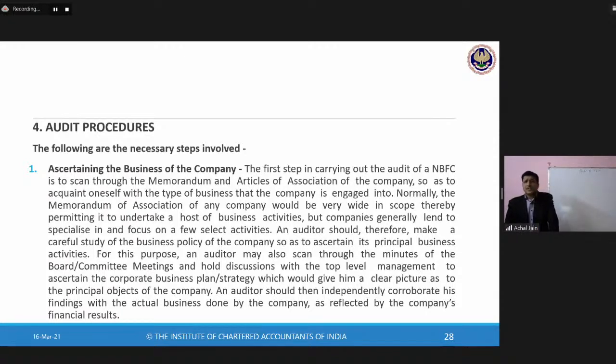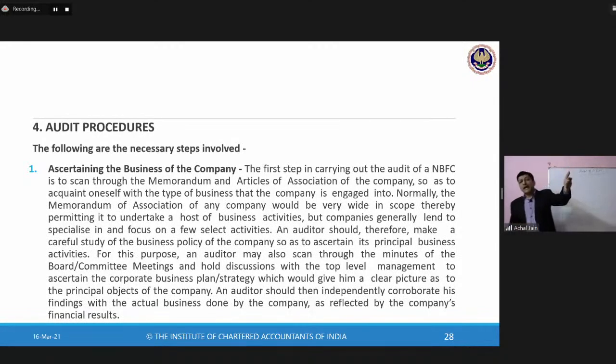See, generally, one good thing which you'll find in case of NBFC, and that also happens to be a bad thing, is that unlike any other company, an NBFC will have a huge volume of contracts. The volume of contracts and agreements which the NBFC will execute will be significant, because of the nature of the business. But the good thing is that all of these contracts which are related to a particular type of asset or a particular type of facility will always be standard in nature.